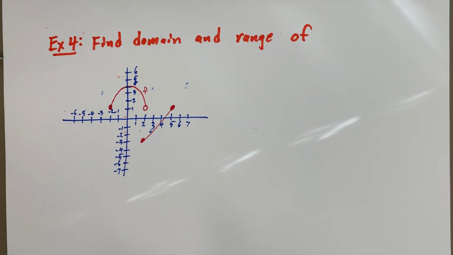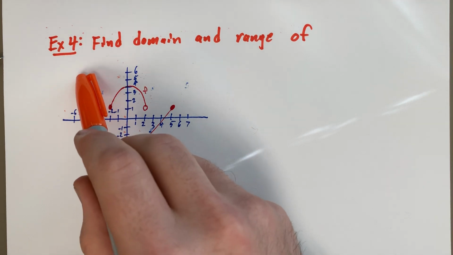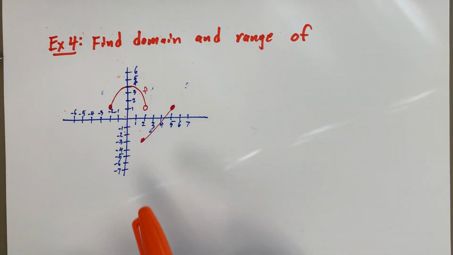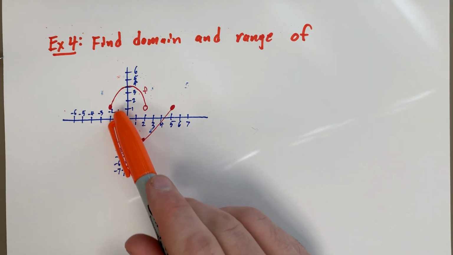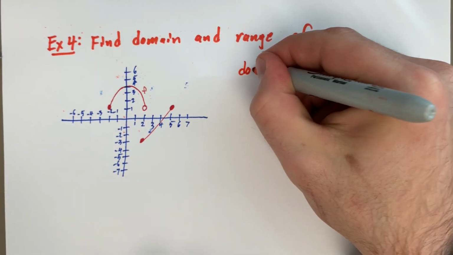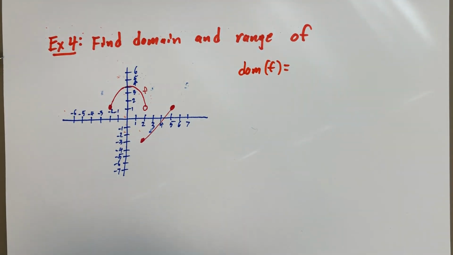It is not defined everywhere, so if I try to plug in -5, there's no graph, or there's no y value that corresponds to x equal to -5. So it's not defined everywhere, but where it is defined, there's only one y value that comes out. Okay? So we need to find the domain of this guy. Domain of f. We're going to use the same scanning methodology that I used in the last example.